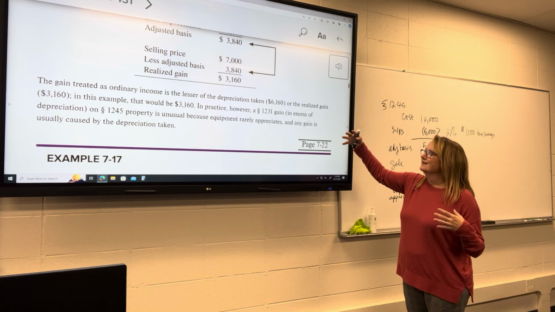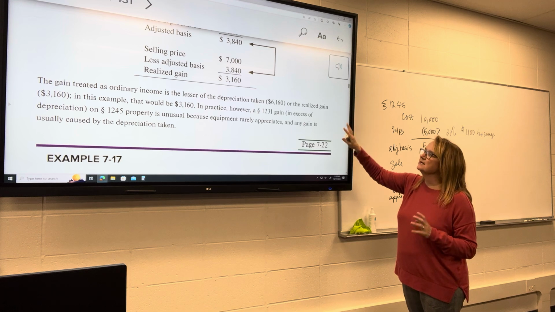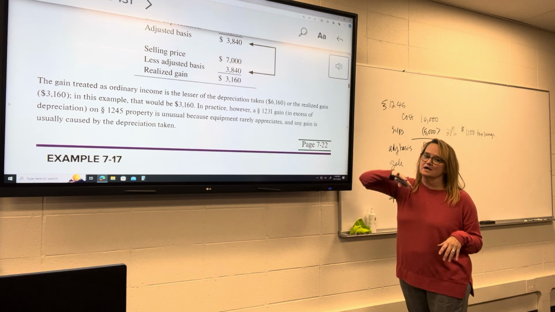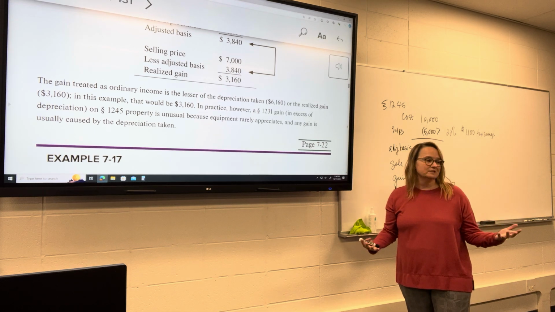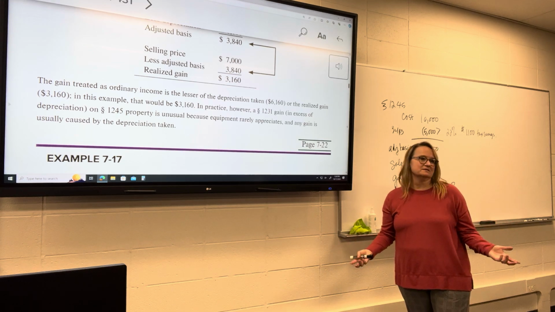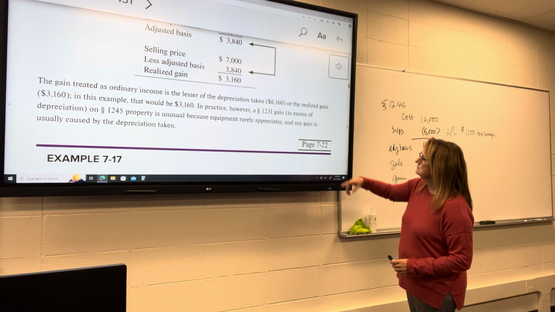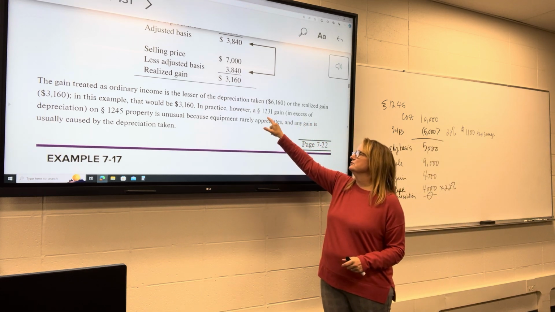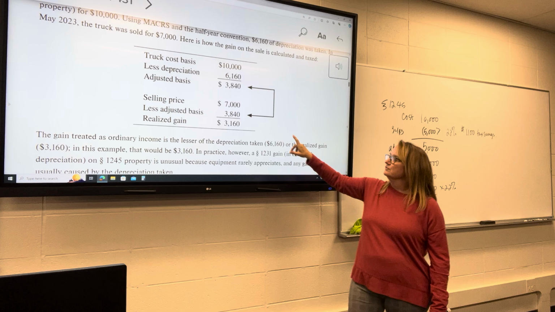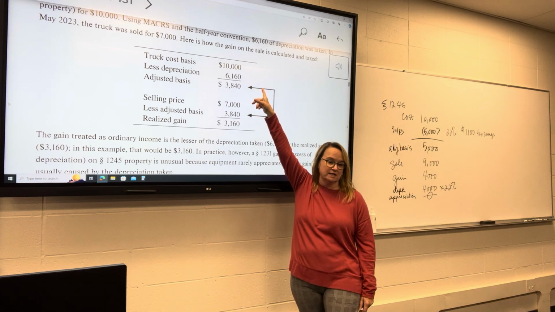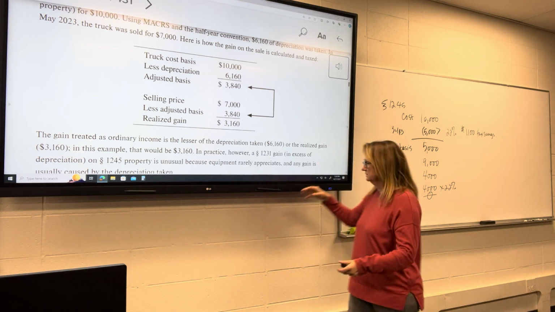And as they mentioned here, this scenario for the 1245 property is unusual, because usually stuff like that doesn't appreciate in value, right? Although you still could, if it's fully depreciated and you sold it for something. What they're talking about here, the 1231 gain, is the capital gain portion of it, and that's usually unusual. Like here, the entire gain is absorbed by that depreciation that was taken. It's unusual to have any appreciation portion of it.